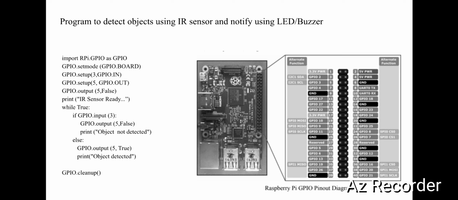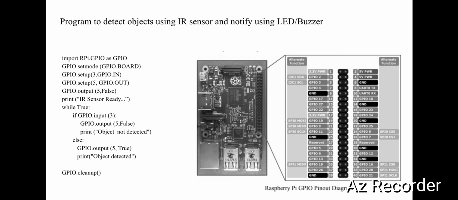The second step is we have to write the setmode function, and in the setmode function we are going to specify which mode we are going to use to identify GPIO pins. So there are two ways. One is board mode and the second is BCM mode. First we will see what the difference between them is.